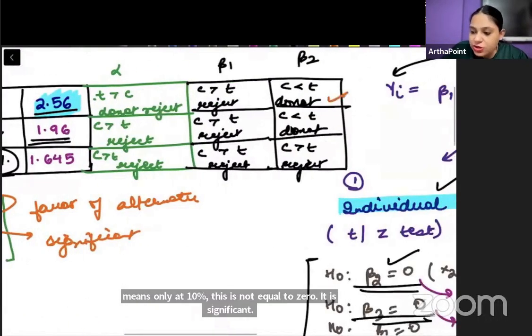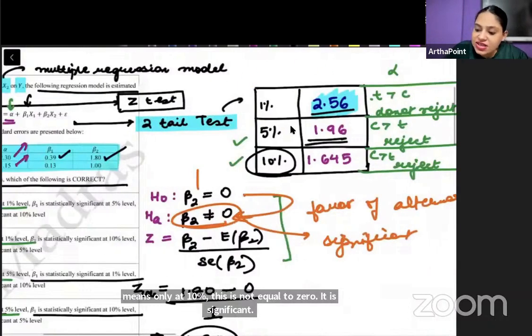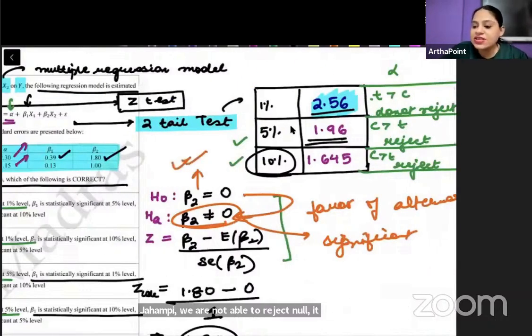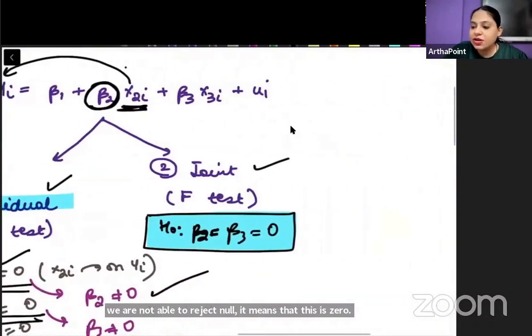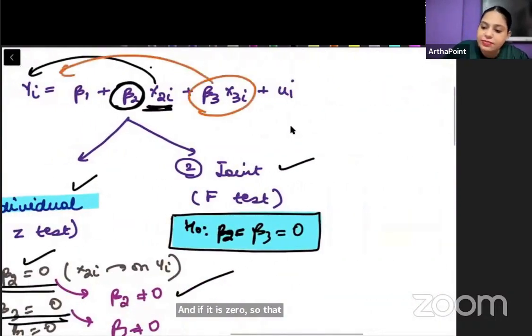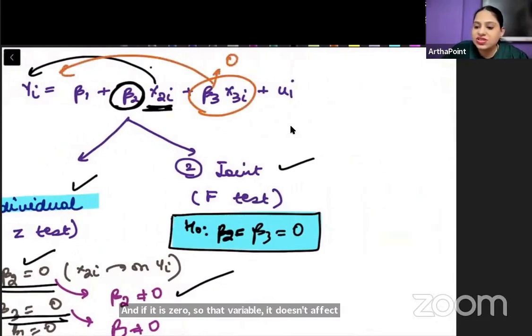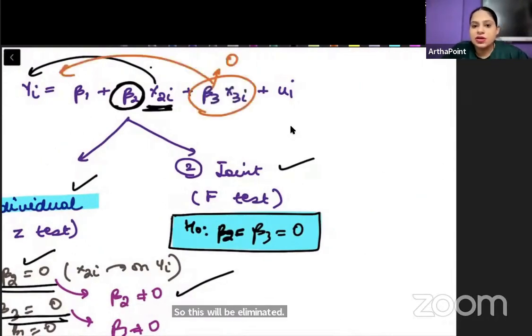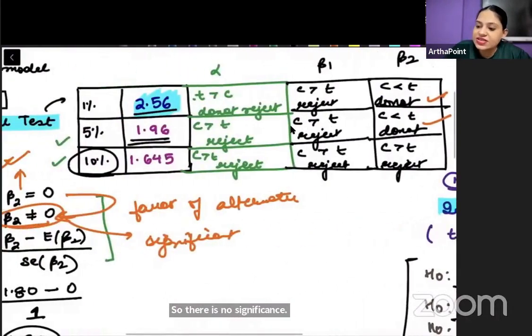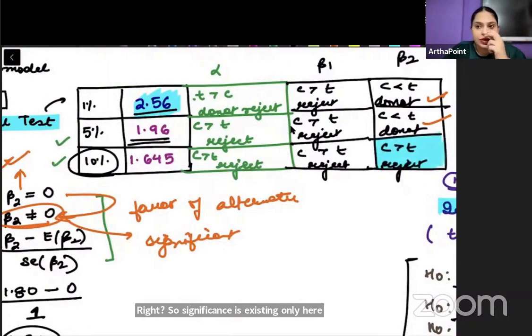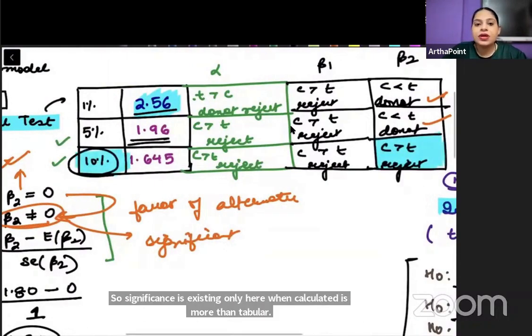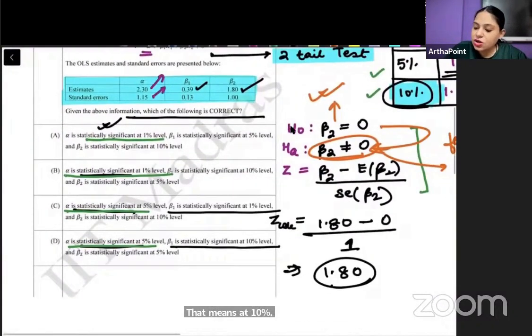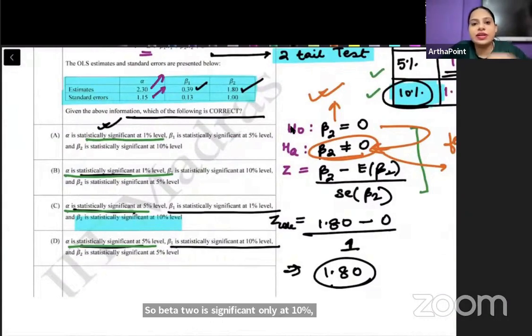Where we are not able to reject null, it means that this is 0. And if it is 0, that variable doesn't affect y because this goes to 0. So this will be eliminated. So there is no significance, right? Significance exists only here when calculated is more than tabular. That means at 10%. So beta 2 is statistically significant only at 10%.